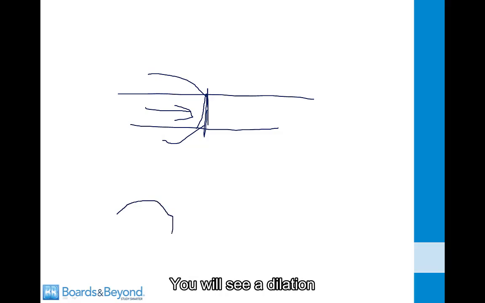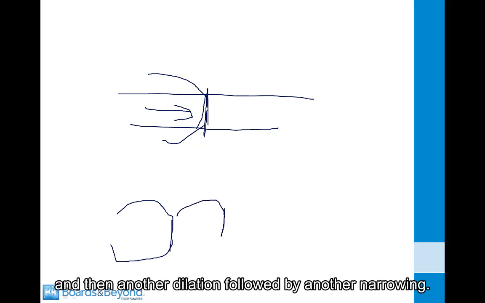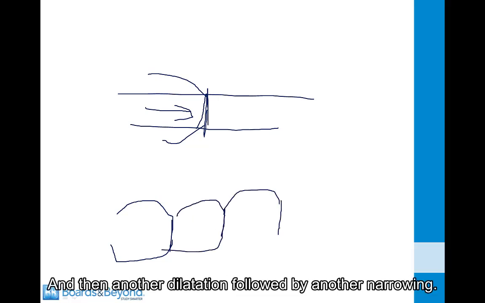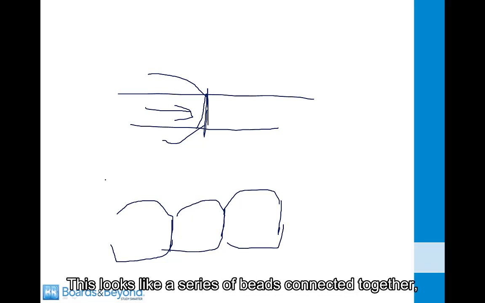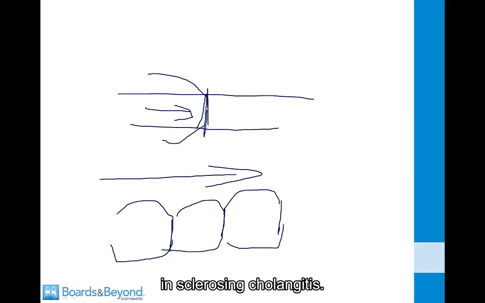You will see a dilatation followed by a narrowing portion from the stricture, and then another dilatation followed by another narrowing, and then another dilatation followed by another narrowing, and you get the idea. This looks like a series of beads connected together, and that's called beading. And that's what you can see on a cholangiogram in sclerosing cholangitis.